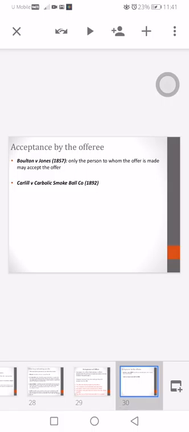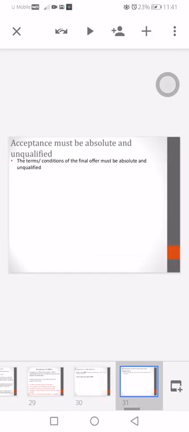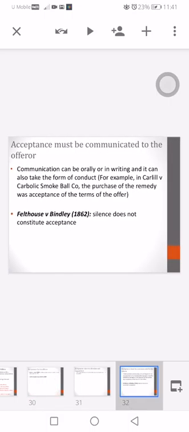Acceptance by the offeree. Boulton v Jones, 1857. Only the person to whom the offer is made may accept the offer. Carlill v Carbolic Smoke Ball Co., 1892. Acceptance must be absolute and unqualified. The terms and conditions of the final offer must be absolute and unqualified. Acceptance must be communicated to the offeror. Communication can be oral or in writing, and it can also take the form of conduct. For example, in Carlill v Carbolic Smoke Ball Co., the purchase of the remedy was the acceptance of the terms of the offer. In the case Felthouse v Bindley, 1862, silence does not constitute acceptance.